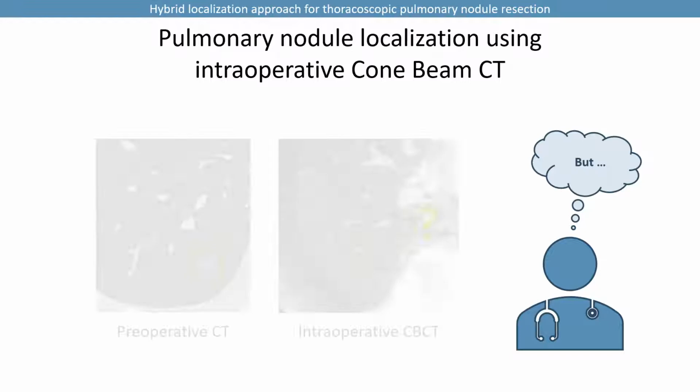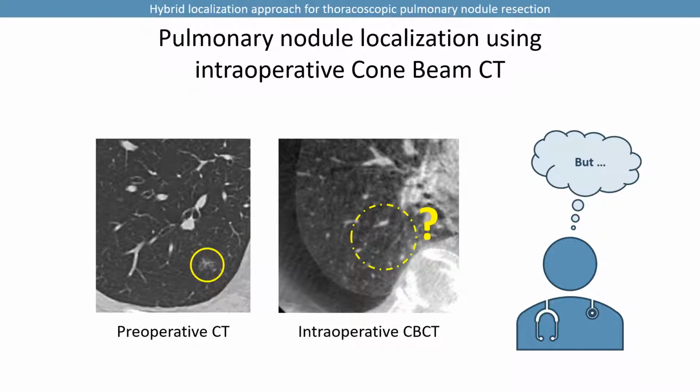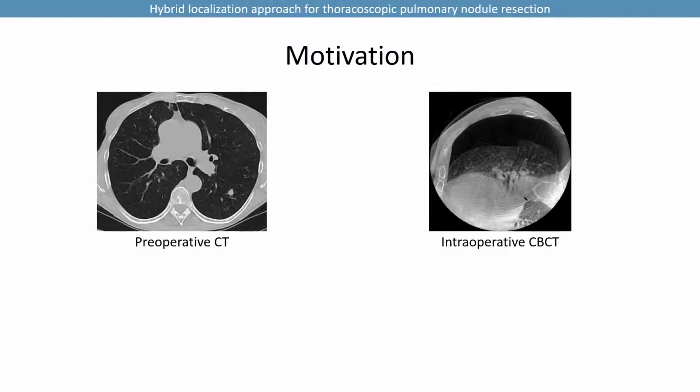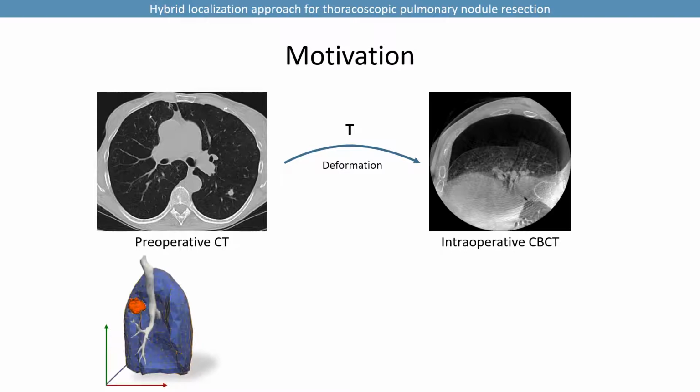The problem is that some nodules are not visible in the intraoperative image. Also, it would be best to avoid the radiation from fluoroscopy. We then propose to compensate the lung deformation during VATS in order to estimate the position of pulmonary nodules in the intraoperative image.